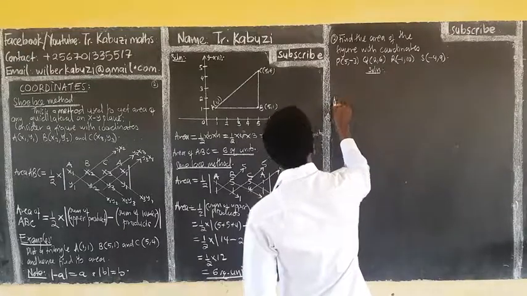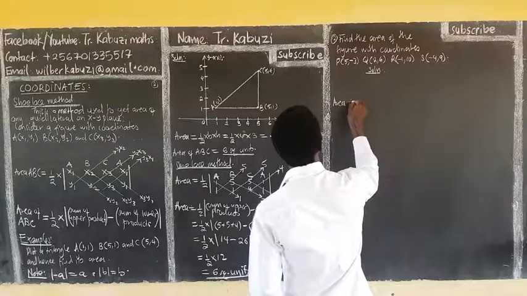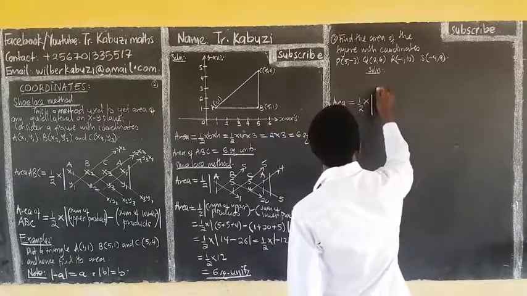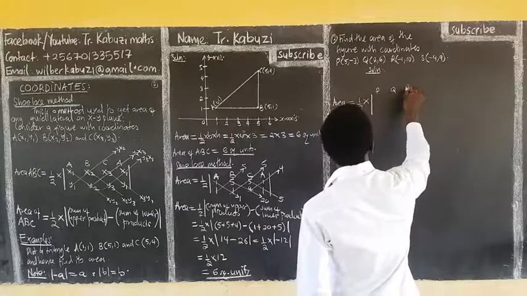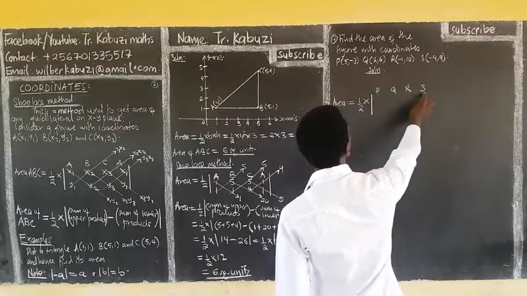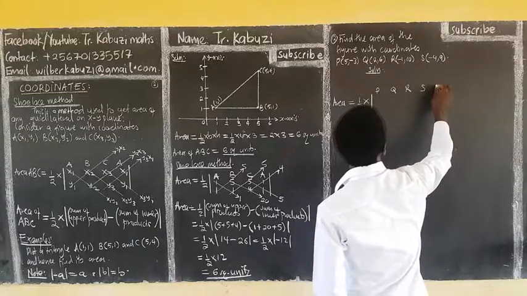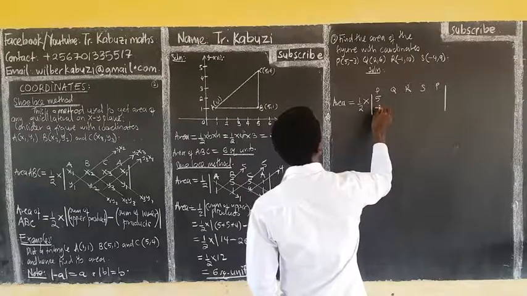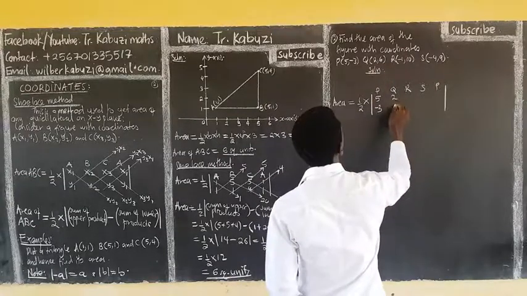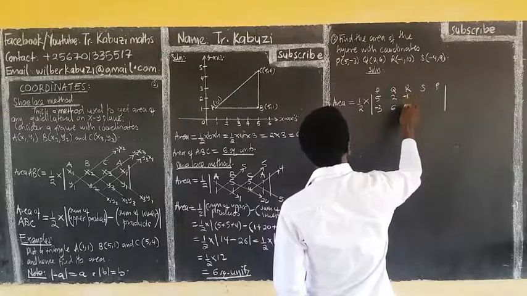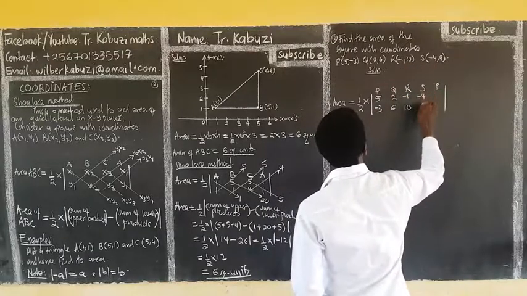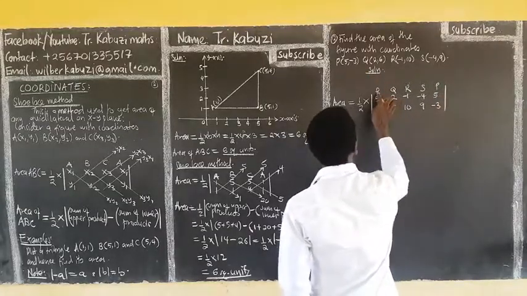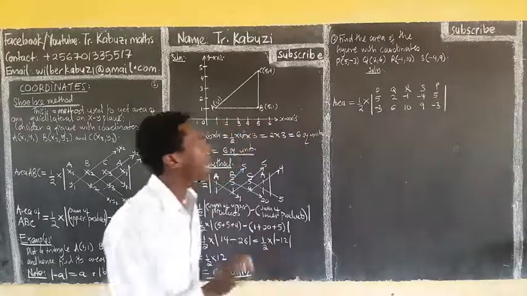So my area, still I say, is going to be half times the coordinates I have, P, Q, R, S. After writing the last, you come back to the first as P, like that. So P is 5, negative 3. This one is 2, 6. R is negative 1, 10. S is negative 4, 9. Then P, 5, negative 3. This should be the last and should be the first, as you see.